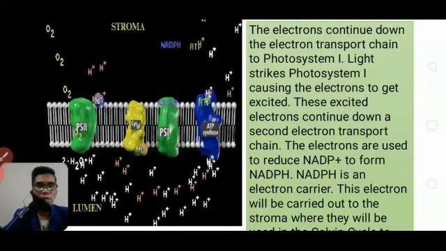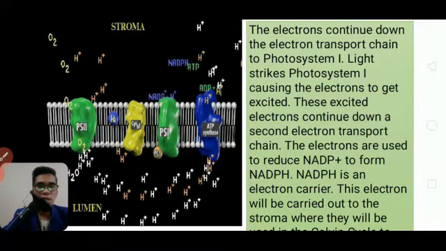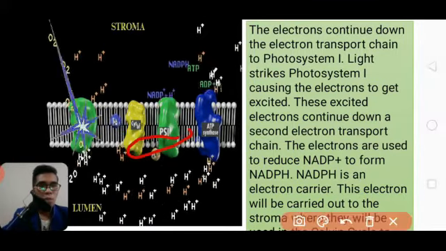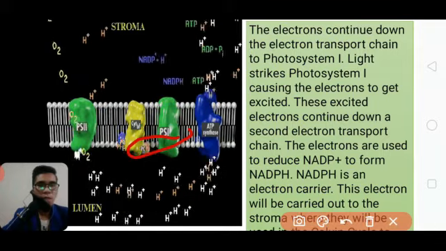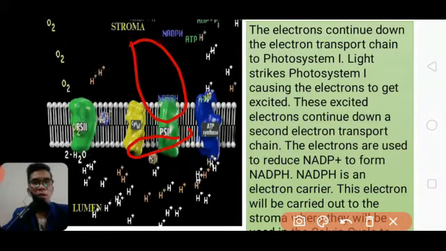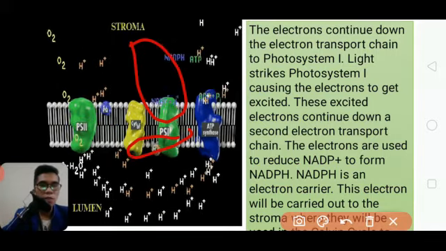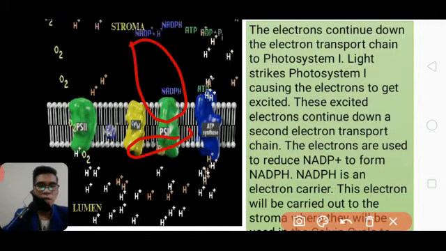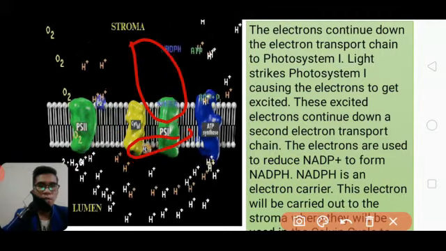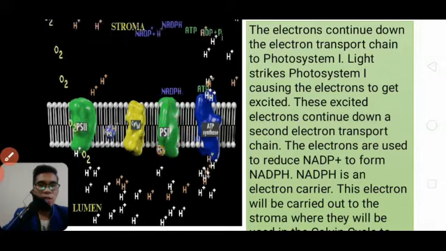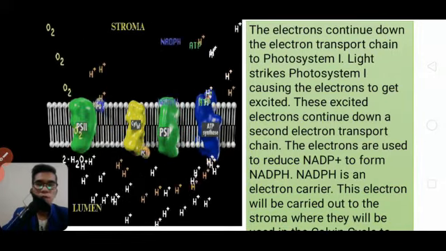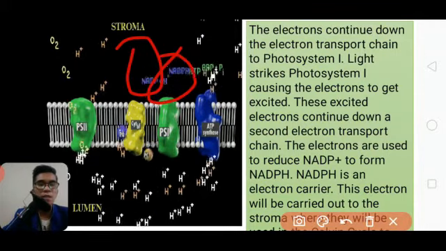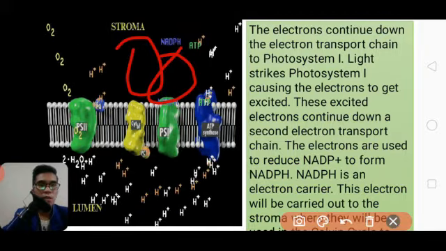Light strikes photosystem I, causing the electrons to get excited again, and these excited electrons continue down a second electron transport chain. The electrons are used to reduce NADP plus to form NADPH. NADPH, or the reduced nicotinamide adenine dinucleotide, is an electron carrier. These electrons will be carried to the stroma where they will be used in the Calvin cycle. The NADPH is an essential requirement for the Calvin cycle, or the dark reaction.